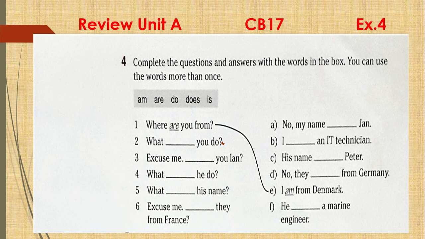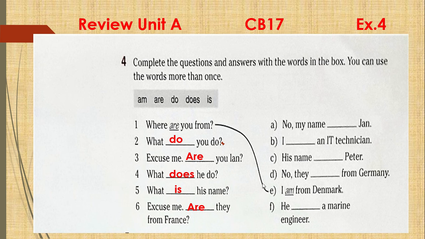Okay, now let's check the answers together. Number 2, what is the answer? Do. Very good. What do you do? What do you do means what is your job. 3, excuse me, are you Ayan? 4, what does he do? It also means what is his job. Here I'm asking you in number 2, what do you do means what's your job. Number 4, what does he do means what is his job. Number 5, what is his name. Excellent. And number 6, excuse me, are they from France?